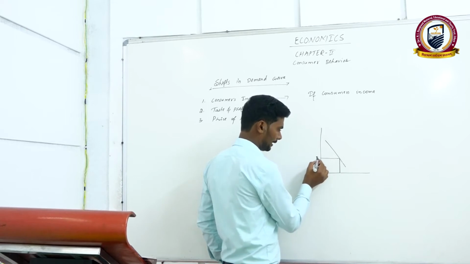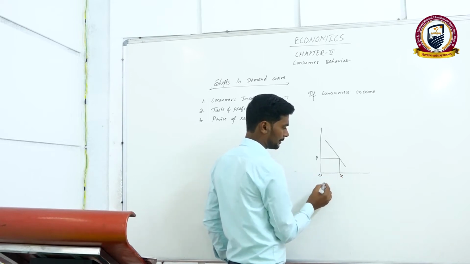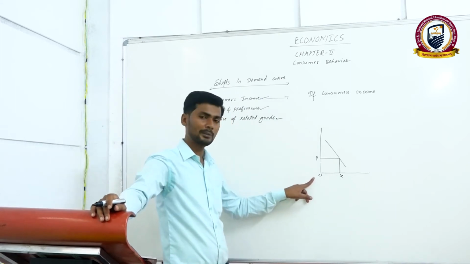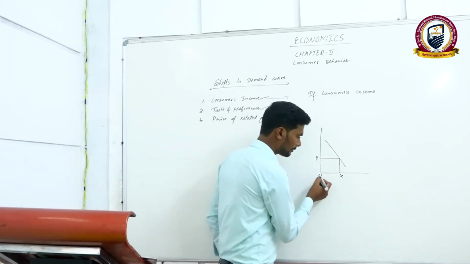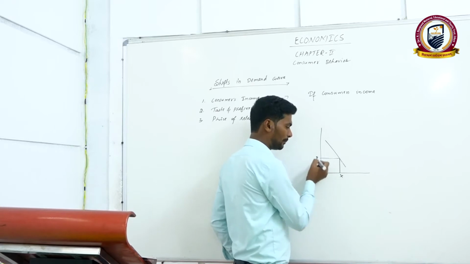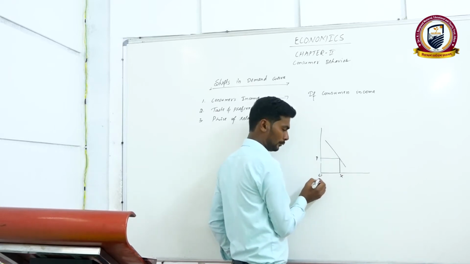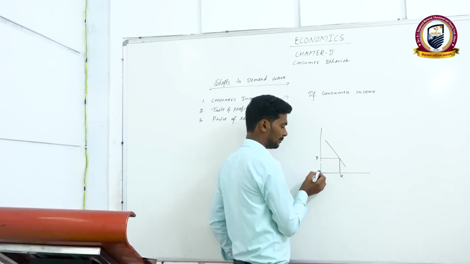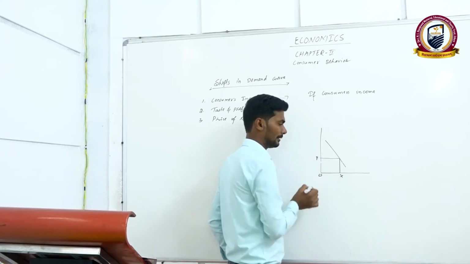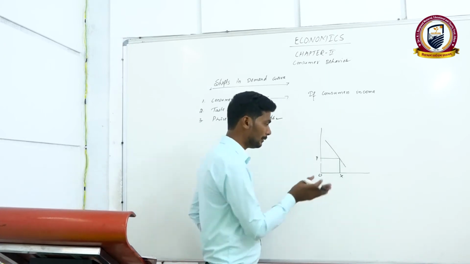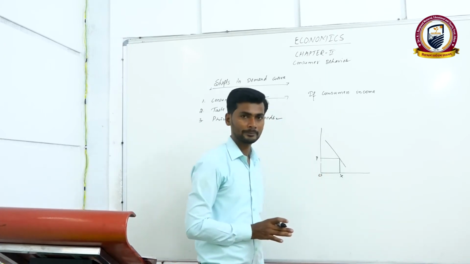This is P, that is price, and this is X. Initially, the consumer was purchasing OX amount of goods at OP price. So this is the initial demand, or initial purchase, of the consumer.